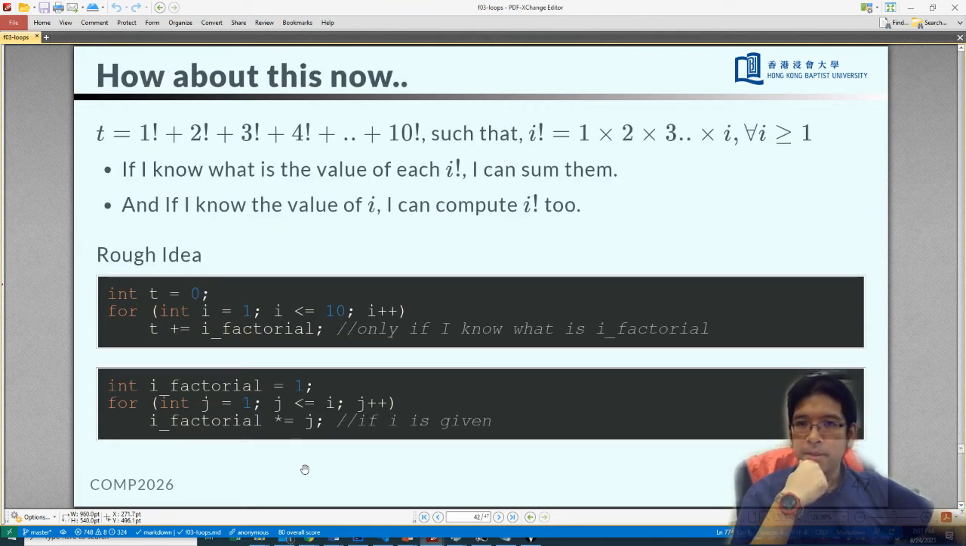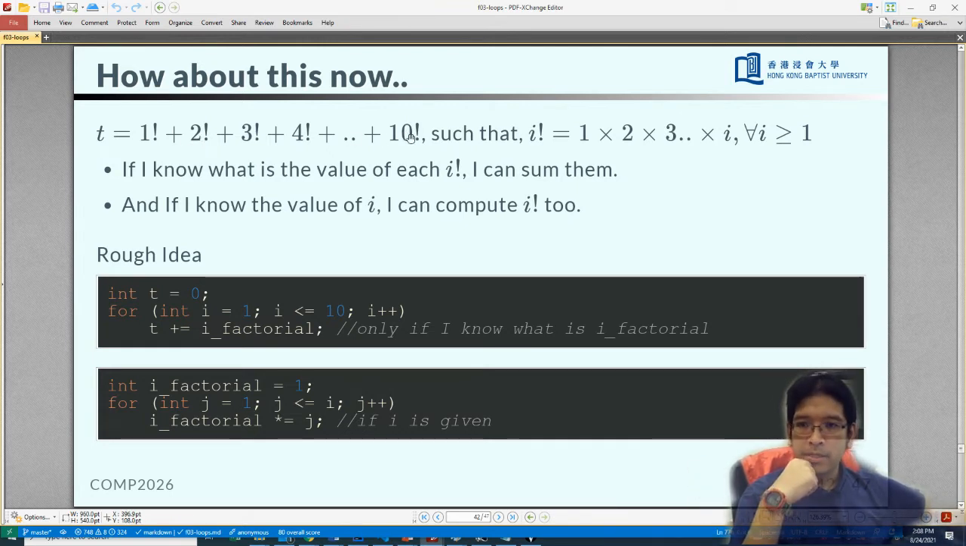And this is much more difficult. That exclamation mark symbol here is called factorial. So i factorial equals 1 times 2 times 3 times up to the value i. For every i larger than 1, this is well defined. Even 0 factorial is also defined, but let's not deal with 0 first. Let's just deal with 1 factorial plus 2 factorial and up to 10 factorial.